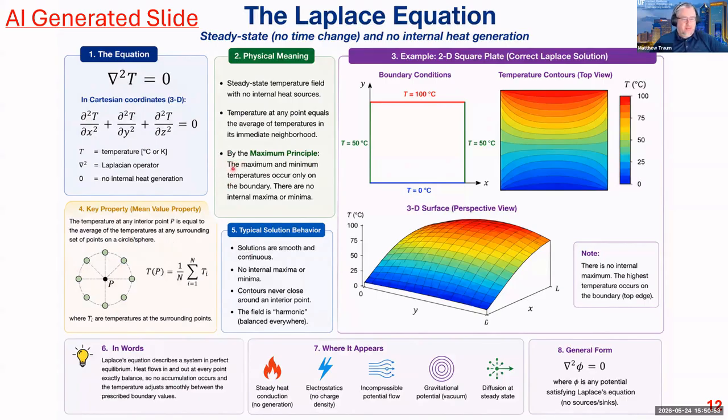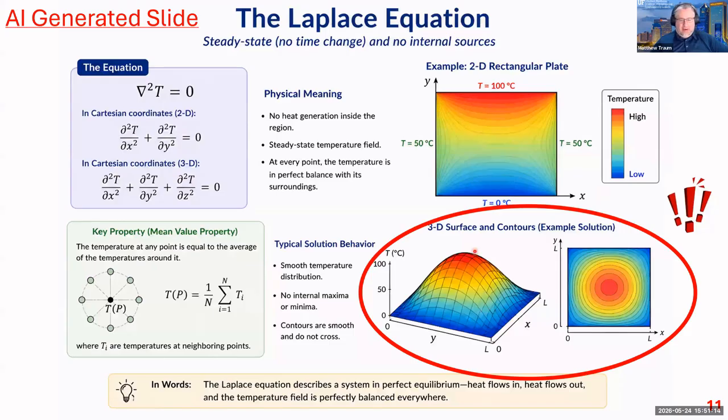Maximum principle: maximum and minimum temperatures occur only on the boundary, right? Because there's no internal minimum or maximum, right? So maximum temperature here is along this boundary, minimum temperature here is along this boundary. There cannot be a temperature anywhere inside the field, inside the material that exceeds 100 Celsius or is lower than 0 Celsius. And that was immediately how I knew when I saw this that it was wrong, right? In fact, yeah, it even says it right here, right?